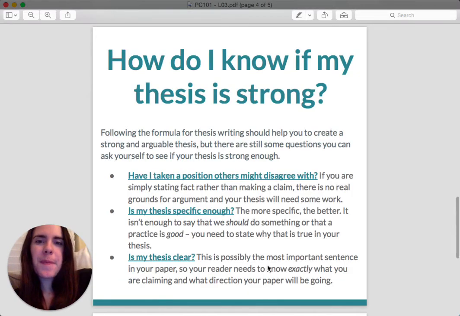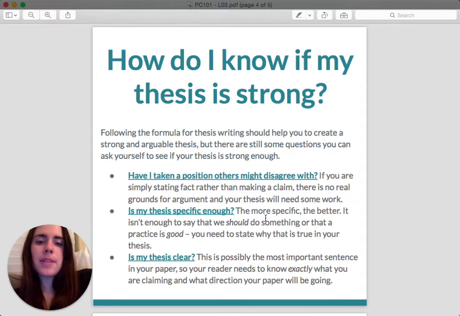Now, you're probably wondering how to tell if your thesis is strong. Well, if you have all three of these components and you followed the formula, chances are you're off to a good start. But there are still a few questions that you can ask yourself to make sure that your thesis is strong enough. These three questions will help guide you.